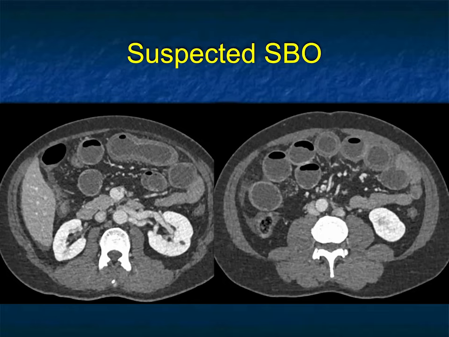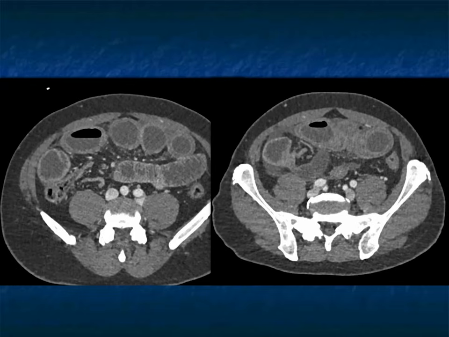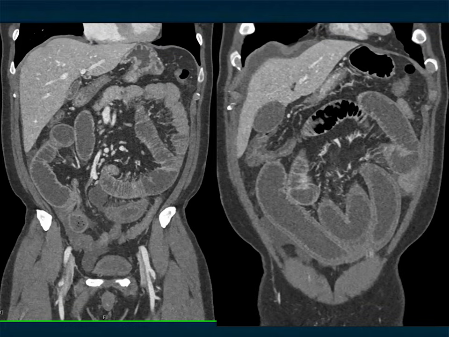Look at the dilated loops of bowel. So we're thinking dilated bowel, there is submucosal enhancement and thickening. Could this be Crohn's disease? Could this be potentially angioedema of bowel? What are we dealing with? And we're following it down. It's going to the terminal ileum.